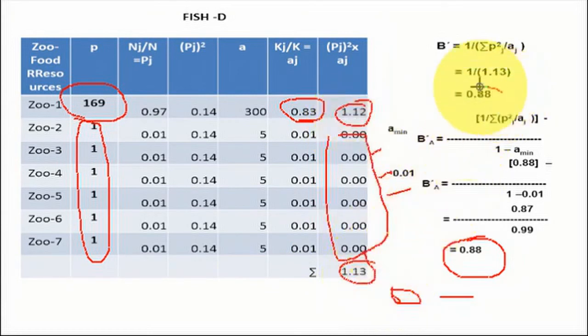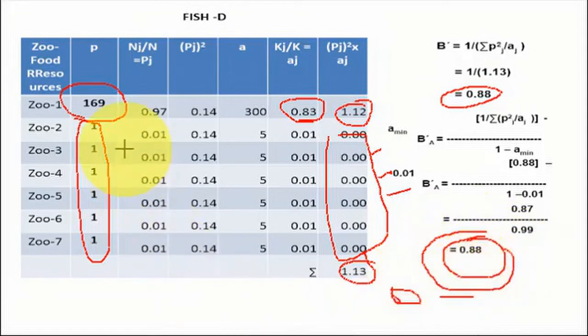So this 1.13 is giving us 0.88, which is retained here after standardization. So 0.88, compared to this number, is not very low. It should have been 0.2, 0.3 like this. So it is not very sensitive to the rarest organisms.